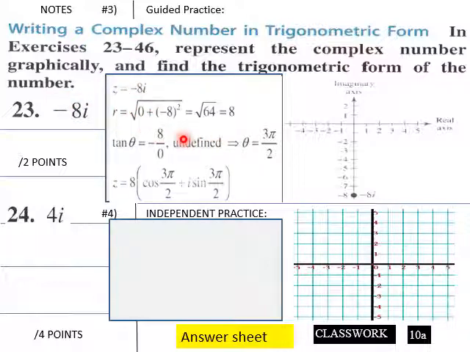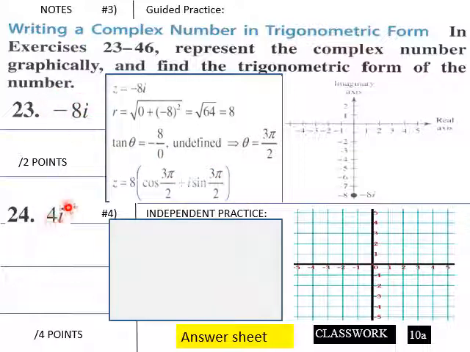Our r here would be radical 0 plus negative 8 squared, which equals radical 64, which equals 8. We can't use tan, but for theta here we can use 3 pi over 2. So z equals 8 times cosine 3 pi over 2 plus i sine 3 pi over 2. There is your trigonometric form of this number.